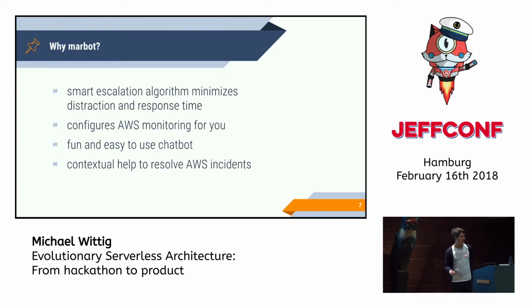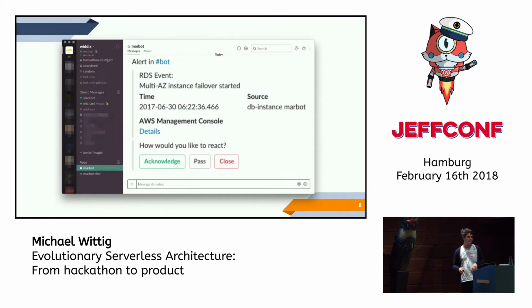First, it has a smart escalation algorithm that minimizes distraction of your team while still trying to keep the response time low. Second, it configures AWS for you to send all the monitoring data to Marwood. It's fun and easy to use. And finally, it provides you contextual help to resolve the incidents, because Marwood knows a lot about how AWS works.